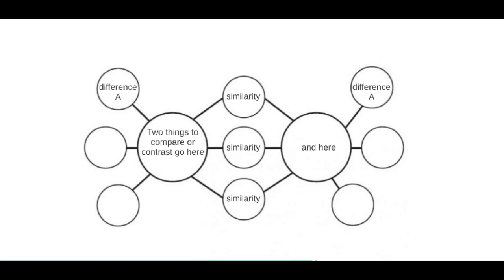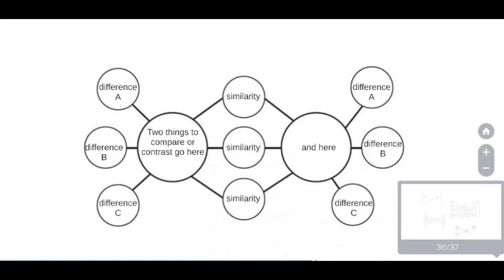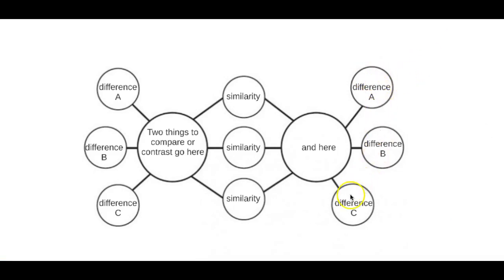Otherwise, you're not explaining how they're different. You're just doing a bubble map that explains one of the things. This is about how they are different. So difference B goes here, maybe midway down, and then over on the other side, difference B is midway down. Difference C goes here, difference C goes here. The number of bubbles you have on this side, you must also have the same number of bubbles on this side. That's one of the rules of this map.